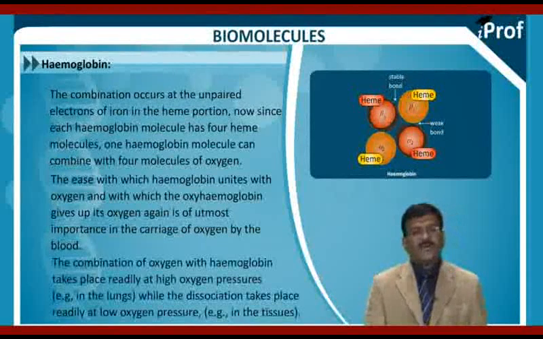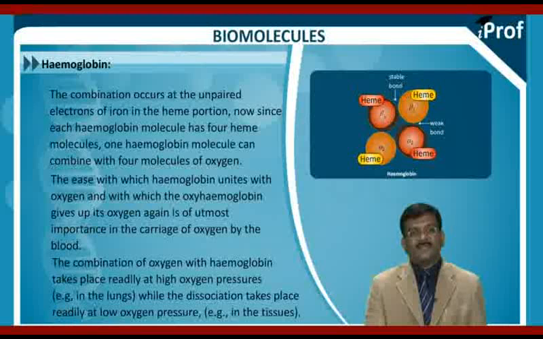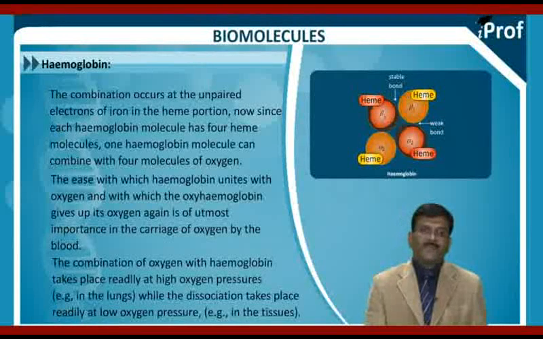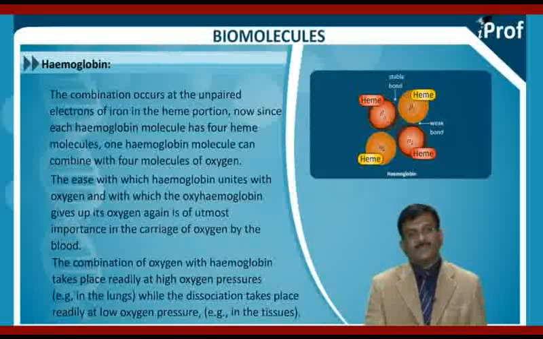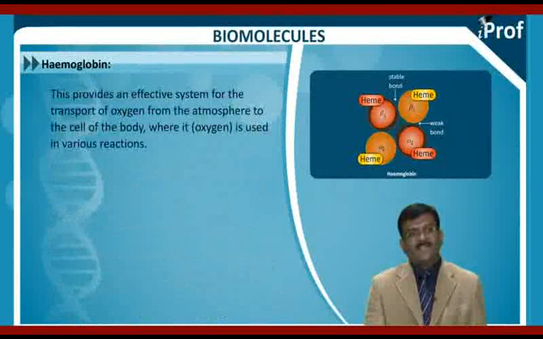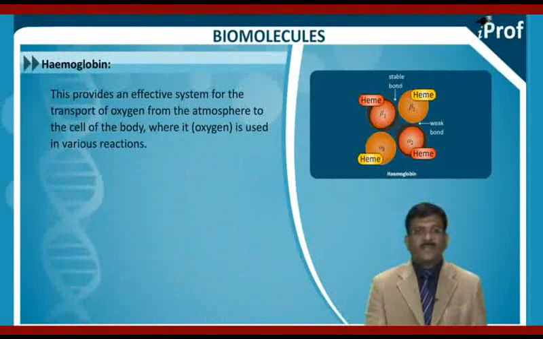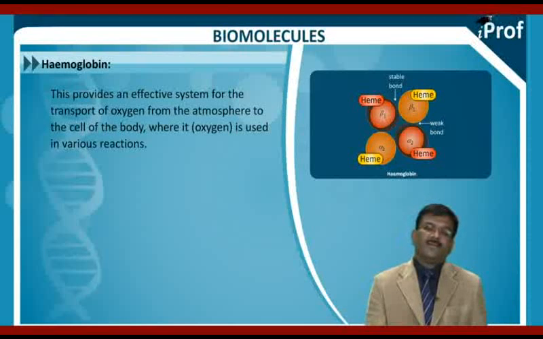The combination of oxygen with hemoglobin takes place readily at high oxygen pressure, for example in the lungs, while the dissociation takes place readily at low oxygen pressures, for example in the tissues. This provides an effective system for the transport of oxygen from the atmosphere to the cells of the body, where oxygen is used in various metabolic reactions.